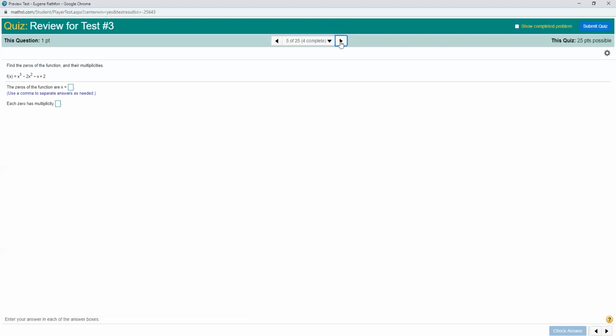This one I will work. So let me write my number 5 down here. That is f of x equals x to the third minus 2x squared minus x plus 2. So they want me to find the zeros and their multiplicities. So let's go to our screen.